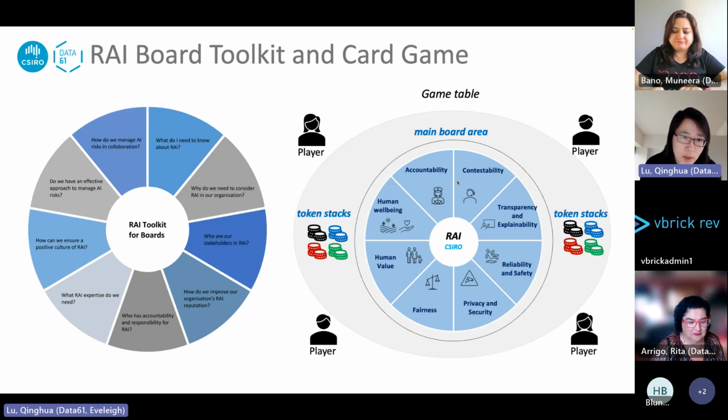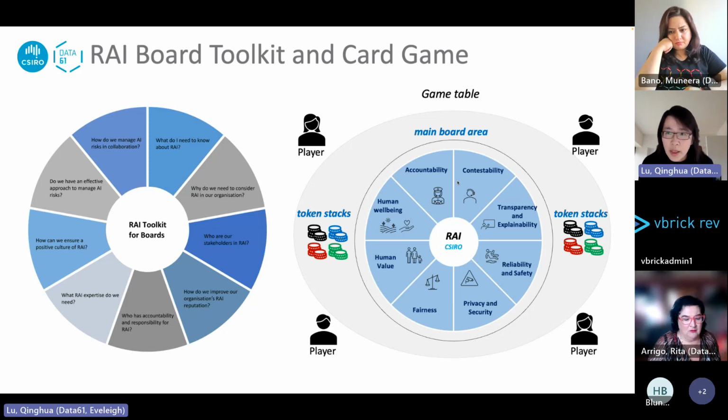One toolkit is called the Responsible AI Bot Toolkit. It includes a set of questions and patterns as sample answers for those questions. So by using this toolkit, the board members can understand their organization's responsible AI maturity level. And we have designed a card game. We use AI incidents to drive the game process. We ask the players what could be the relevant principle for the given incident and what patterns they could use to help mitigate the related risk.